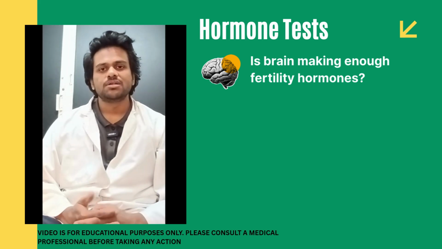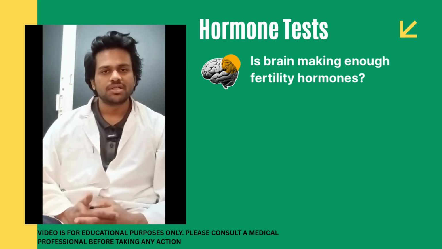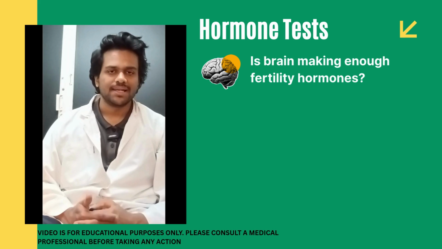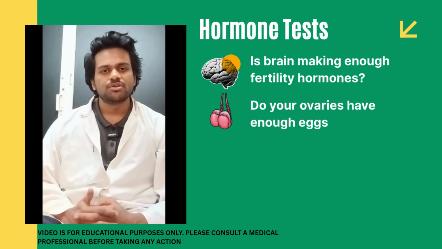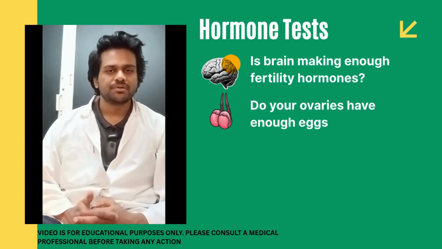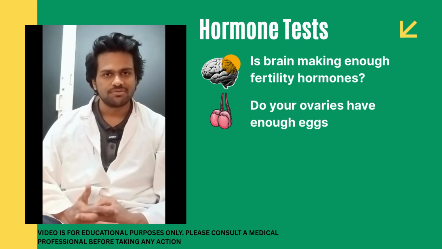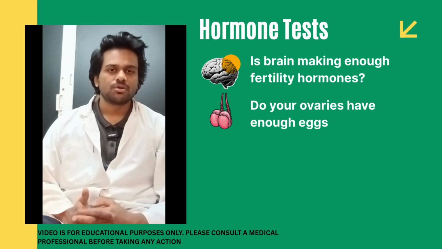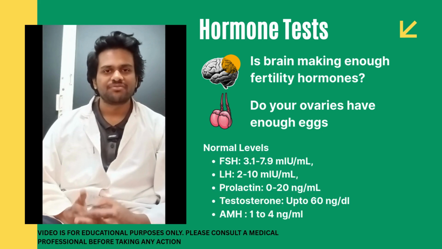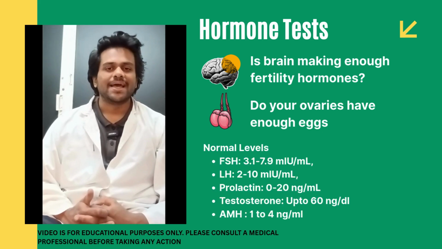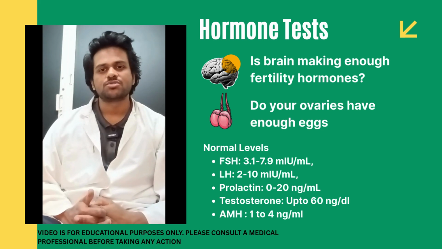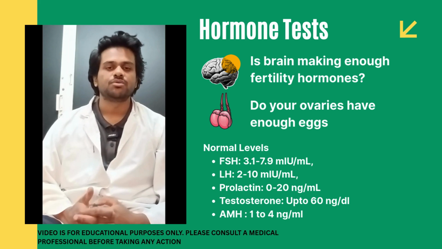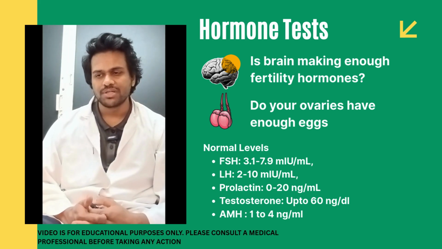What they tell us is whether your brain is making enough of the fertility hormones, that is the FSH and the LH. If there is something wrong in the organ in your brain called the pituitary gland, this will not make enough of the fertility hormones and you will not be able to conceive. The next thing we want to know is whether your ovaries still have enough eggs. So the tests like the LH as well as the AMH will help us to know this. Both of them, together with the others, help us to know whether you have enough viable eggs in your ovaries.